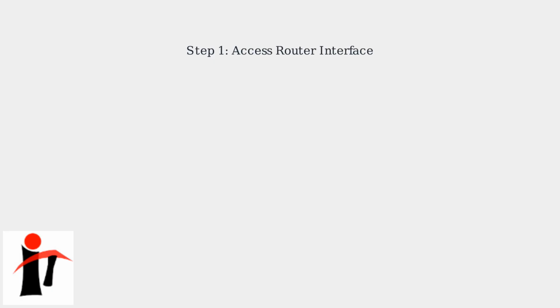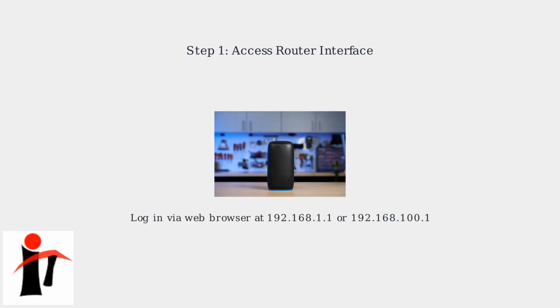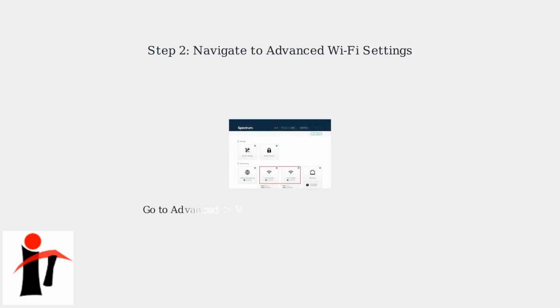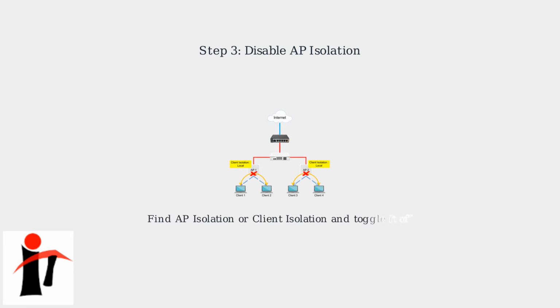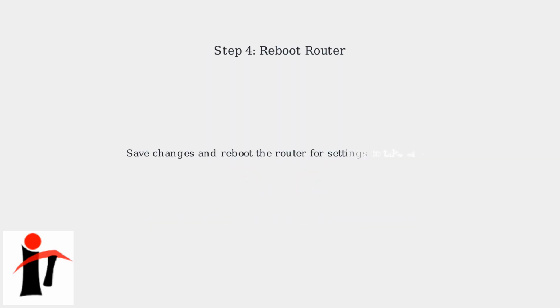To disable AP isolation, first access your Spectrum router's interface. Open a web browser and go to the default IP address, usually 192.168.1.1 or 192.168.100.1. Navigate to the Advanced Wi-Fi Settings or WLAN settings in the router interface. Find the AP isolation or client isolation option and toggle it off to enable device-to-device communication. Save your changes and reboot the router to apply the new settings.